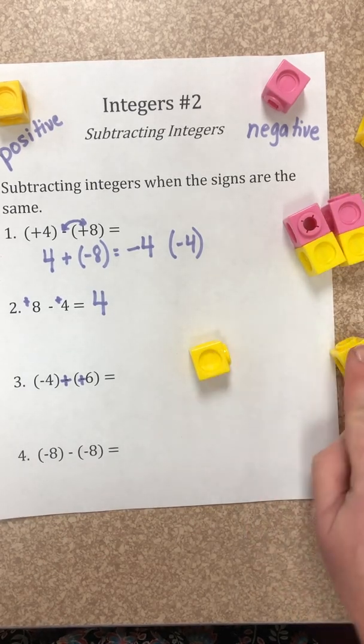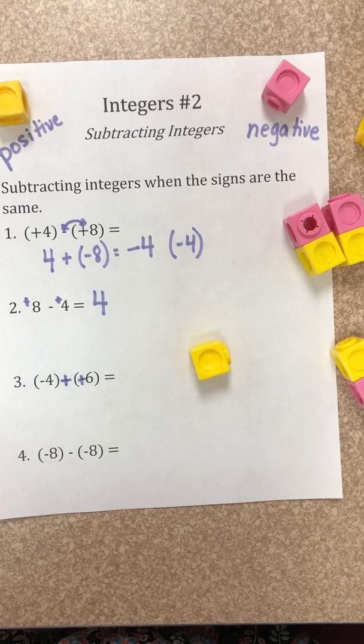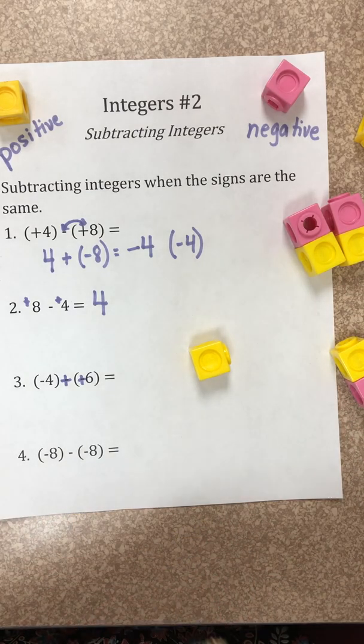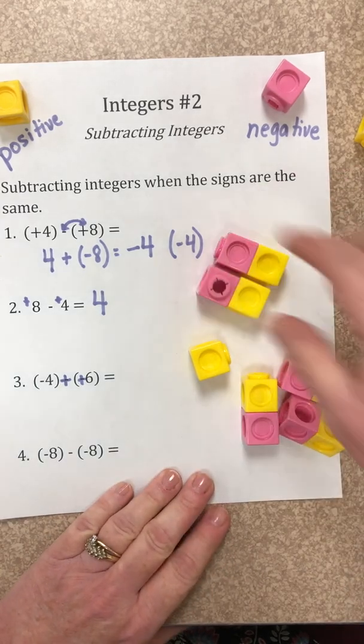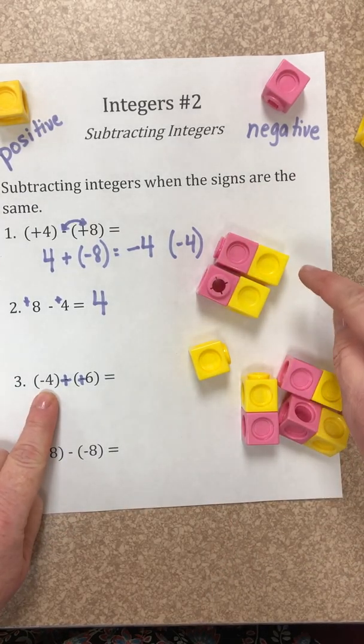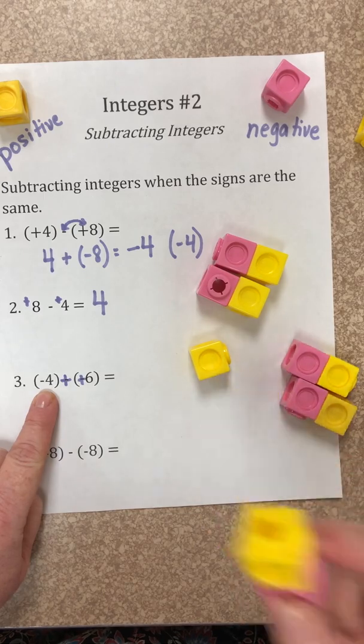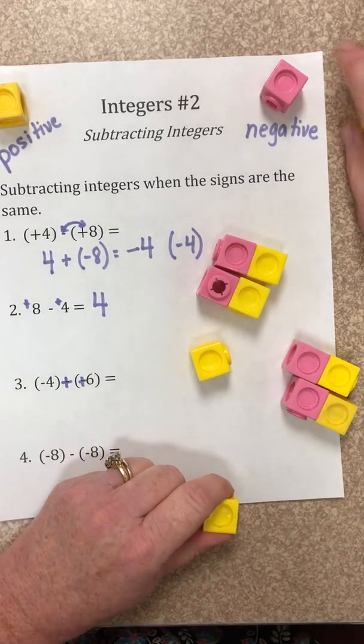Let's see, wait a minute. 1, 2, 3, 4, 5, 6. 1, 2, 3, 4. Oh my goodness. I had too many out here. I didn't count right. So here's negative 4, so that would be 1, 2, 3, 4. I have 5 of these. My mistake. I'm so sorry.